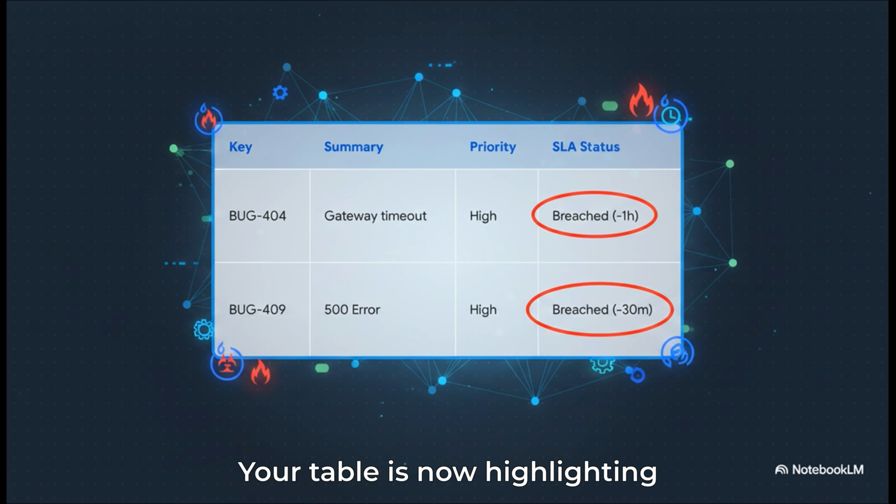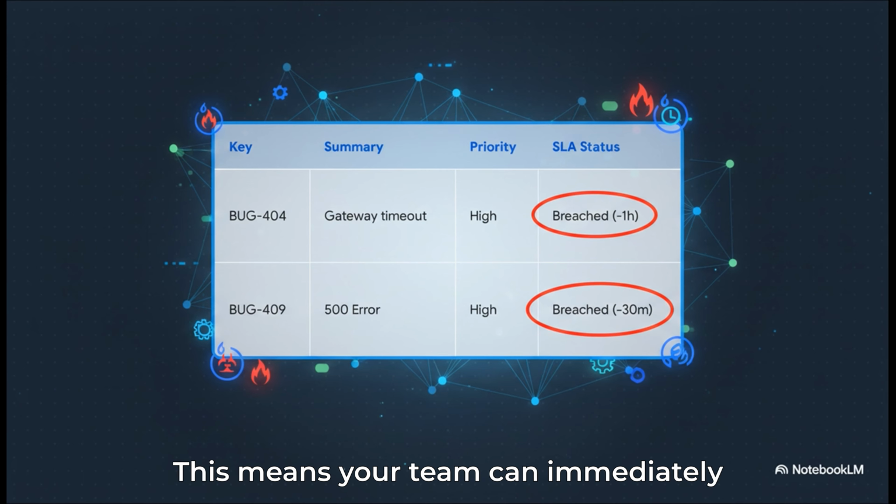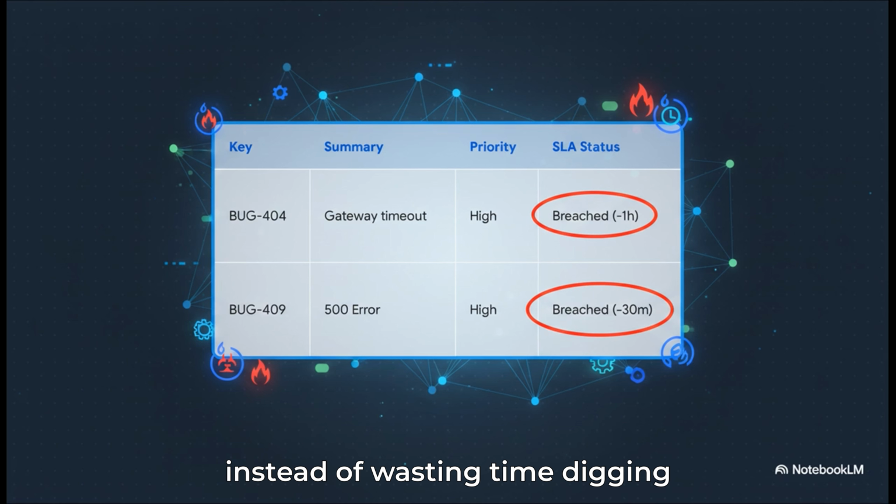Your table is now highlighting exactly which critical bugs are actively violating your service-level agreements. Honestly, what a relief, right? This means your team can immediately swarm the most urgent fires instead of wasting time digging through an overwhelming queue.